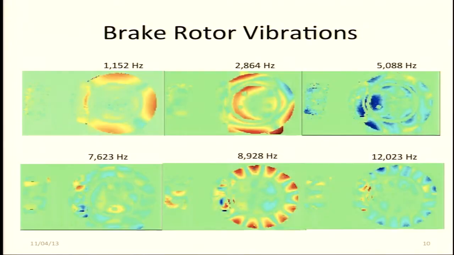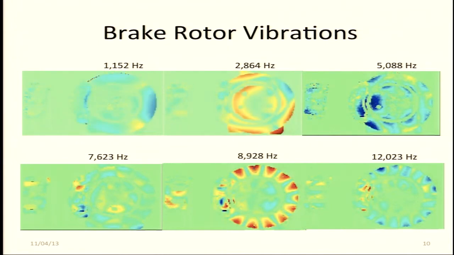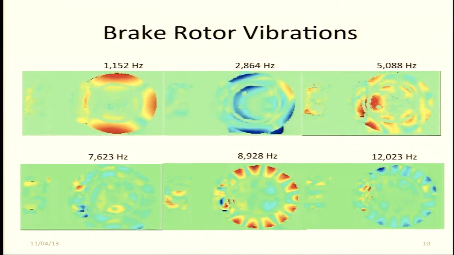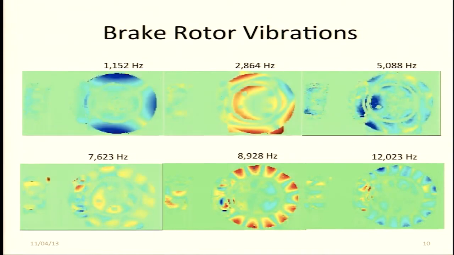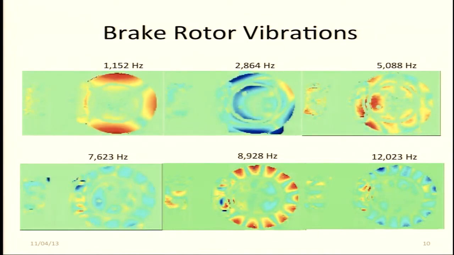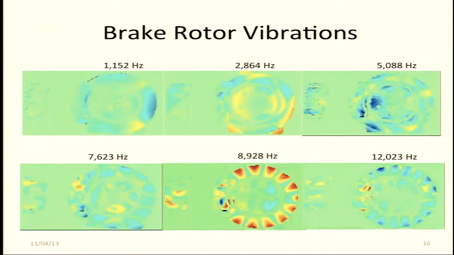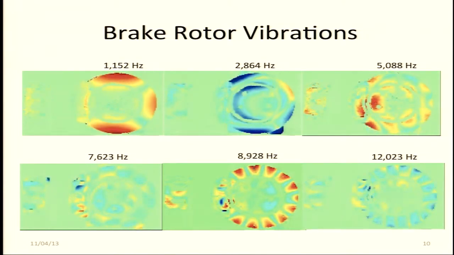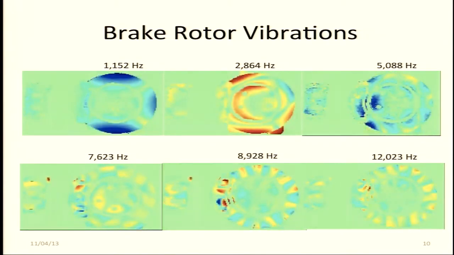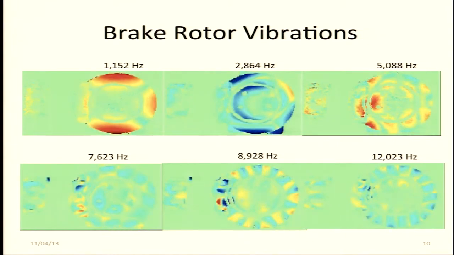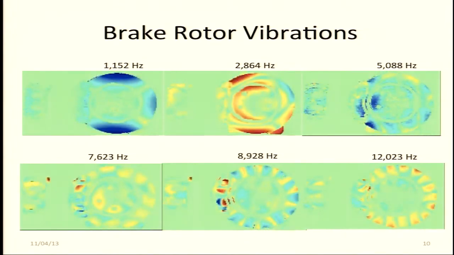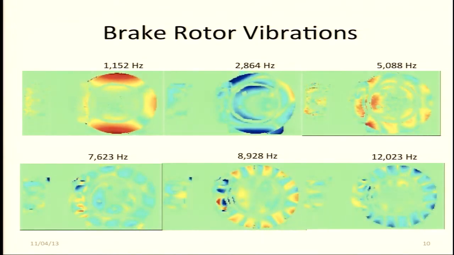it's quite elaborate. So here's some movies. Now, first let me explain what you're seeing. On the upper left, the curve there that says 1,152 hertz, this brake system is vibrating at 1,152 hertz, which is actually quite low for brake squeal. And you're looking at the vibration of the rotor, and to the left of all of these pictures is the caliper and the pad.